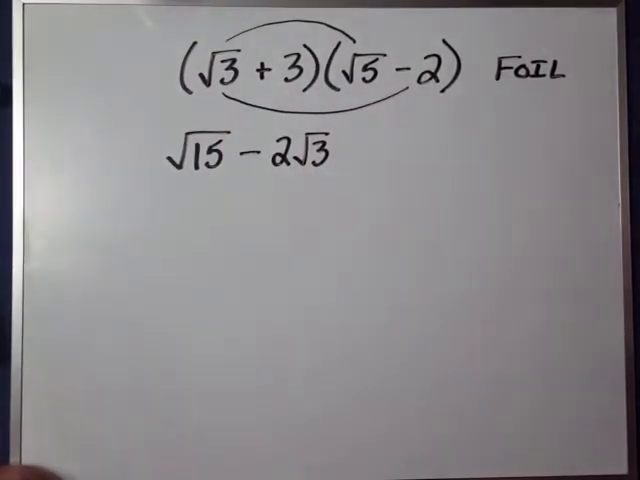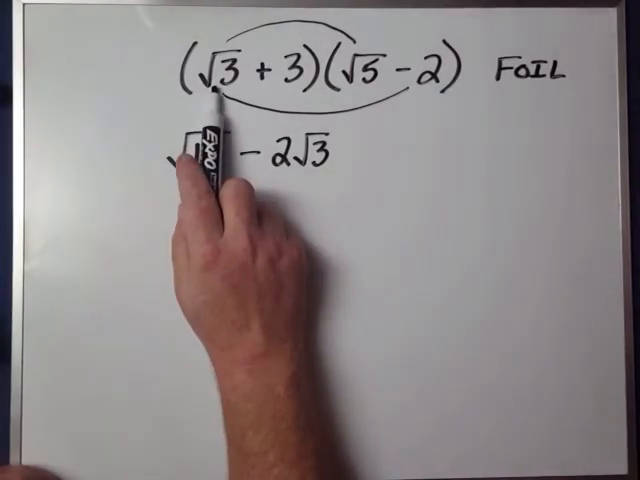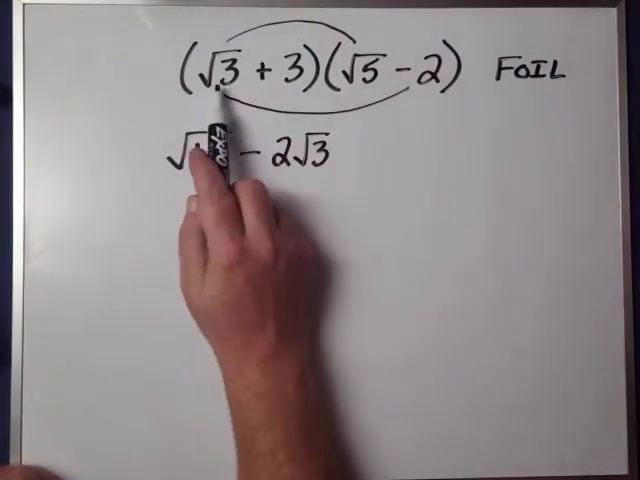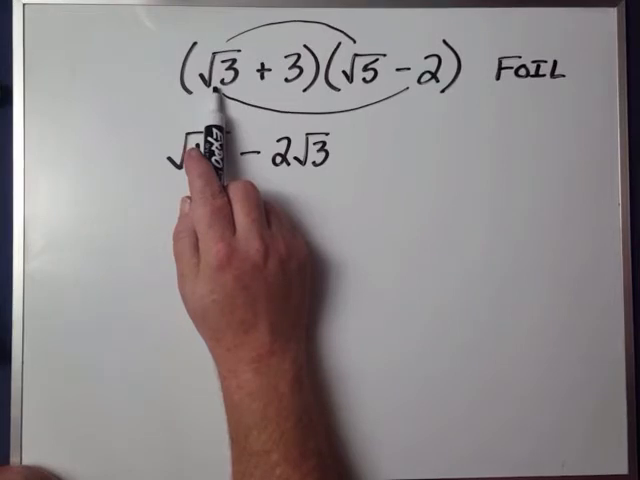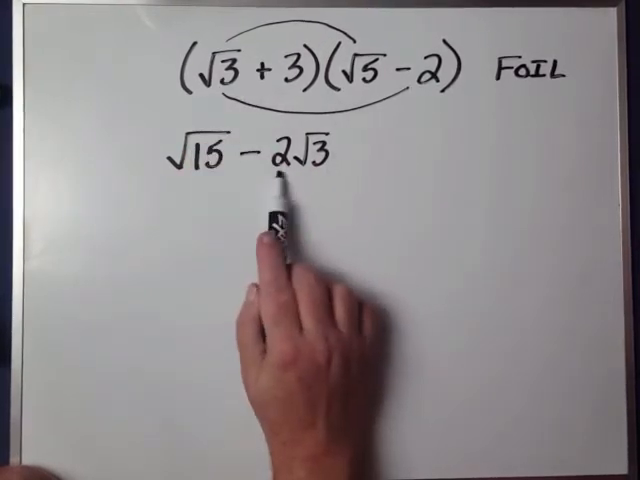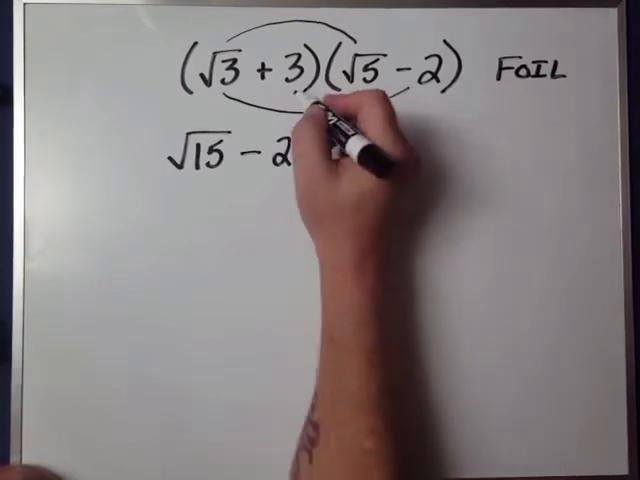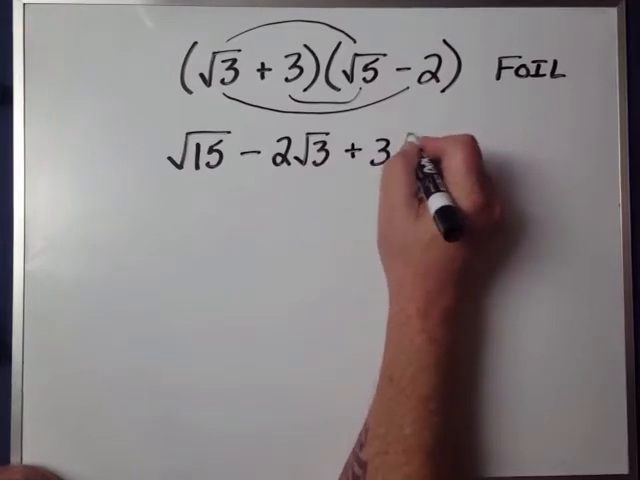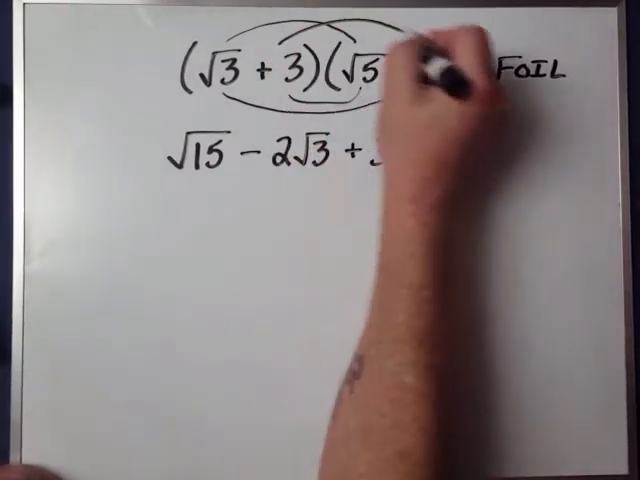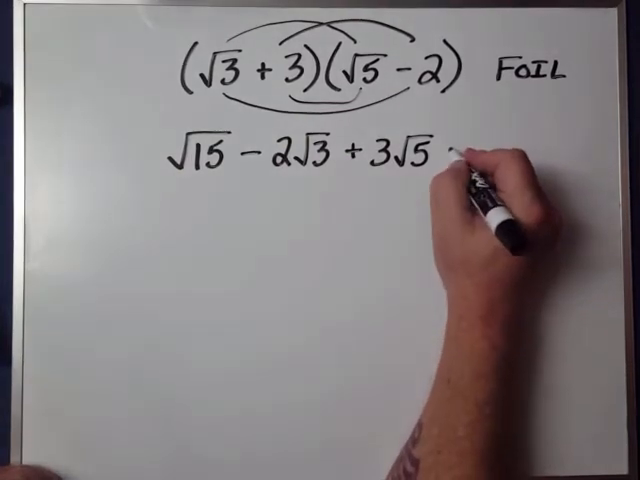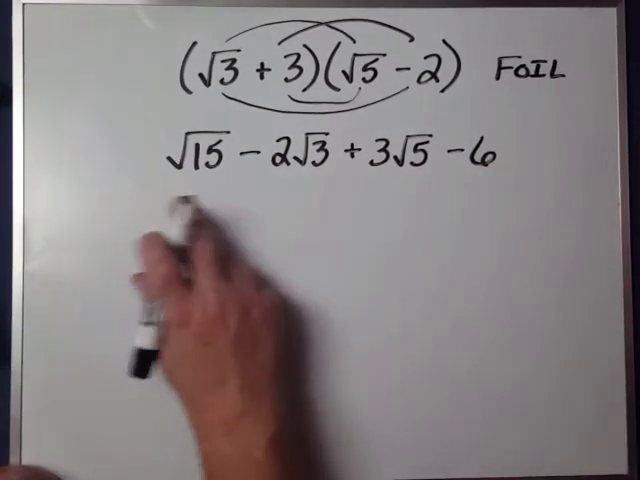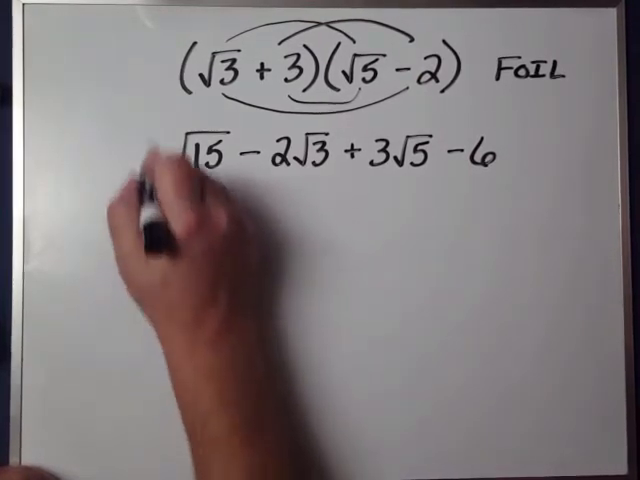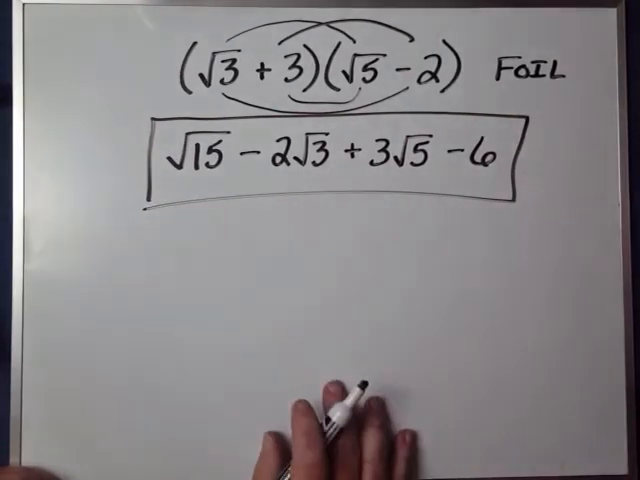The 3 and the 2 can't see each other. That's not really a 3 anyway, is it? That's some crazy irrational number, 1.732, etc., etc. So we have no business trying to get that 2 and that 3 together. Product of the inside. Well, 3 times square root of 5 is just that, plus 3 square roots of 5. And product of the last, 3 times negative 2, minus 6. None of these are like radical terms. No radicand contains any factor which is a perfect square. And so that's simplified.